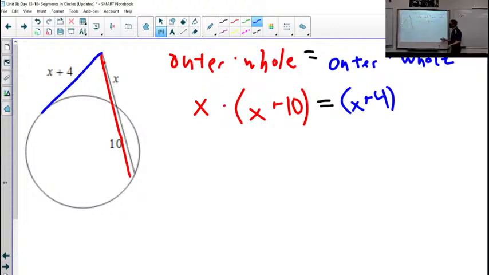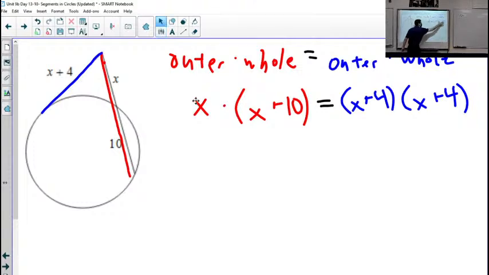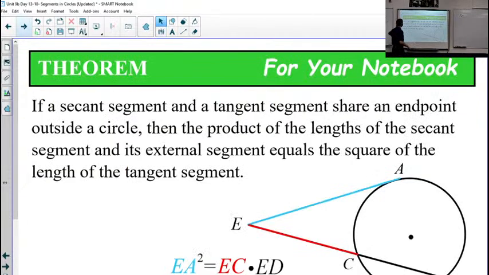It's still x plus 4. The whole segment this time is outside the circle, not like here where some of it was inside and we had to add it in. It's still x plus 4. So we're going to write x plus 4 again, because not only is it the outer piece, but it's also the whole segment. So when I do outer times whole, in this case, the outer and the whole are the same. And so multiplying by the same thing twice is the same as squaring it. And so that's why this has written down this squared.